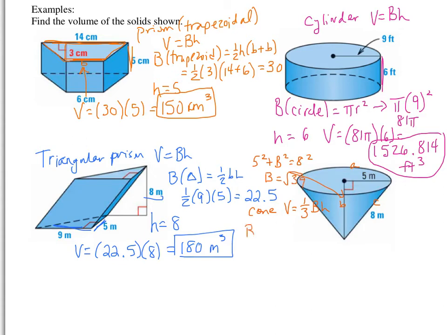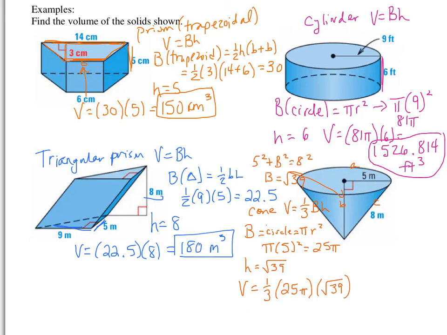All right, so my capital B is a circle again, like my cylinder. So I've got pi r squared. So I really have pi times 5 squared, which is 25 pi. The height of our whole cone then is that number we found before, so the square root of 39. So when we plug everything in, we've got 1/3 times my area of my base, so 25 pi, times the height of my cone, which is the square root of 39. So when we multiply that all together, we get 163.494, and this is meters squared.